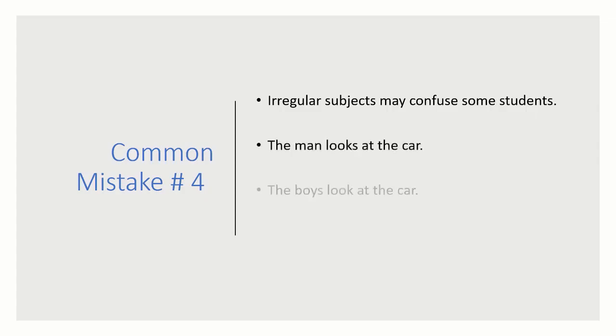Mistake number 4, irregular subjects may confuse some students. So if the subject is irregular, it might confuse you. The man looks at the car. The boys look at the car. The men look at the car. So men is irregular. So many people might look at this and say, all right, it's got no S on it. And they might say the men looks at the car, or the man look at the car. So be careful when your subject is an irregular noun. We talked about irregular and regular nouns in the module about uncountable and countable nouns, so just be careful with them.